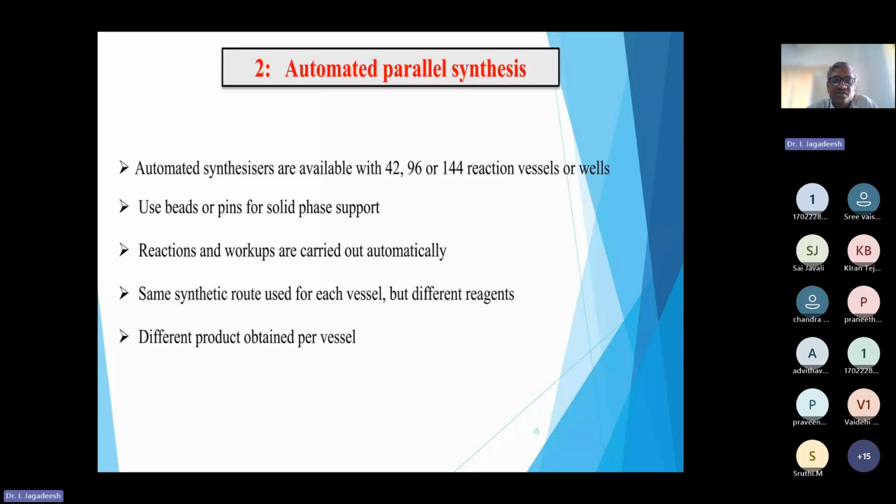Generally, we can alter the reagent conditions in the wells to optimize the synthetic platforms. So different products are obtained in each well, which we consider as a vessel. Then we take each well for further evaluation to see the feasibility of the synthetic pathway and the feasibility of the screening, and whether a drug-like moiety is present can also be assessed at this particular stage itself.